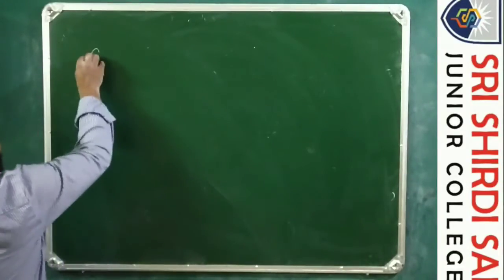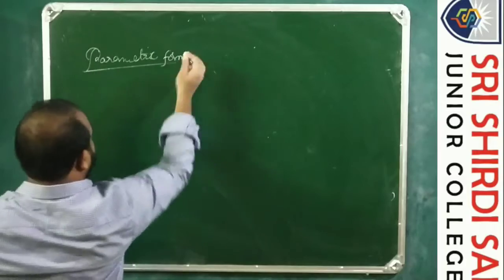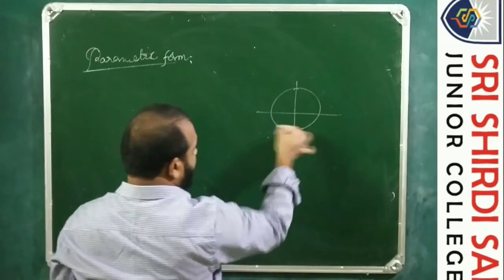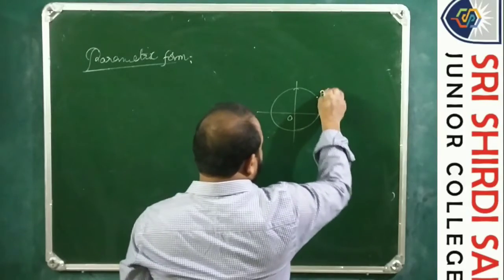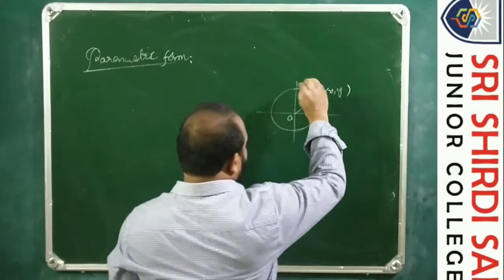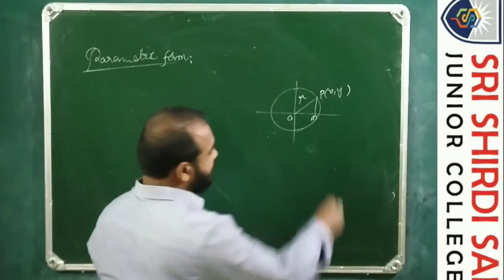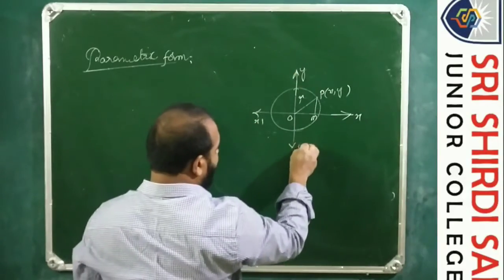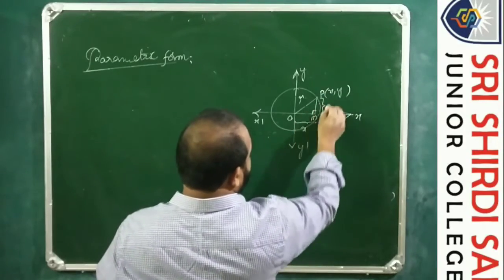Now, parametric form. For this, I'll take the standard equation of a circle whose center is at the origin O. Let P(x, y) be any point on the circle, and let OP equal r. I'll draw a perpendicular PM onto the x-axis. This is x dash, this is y dash. So OM is equal to x and PM is equal to y.